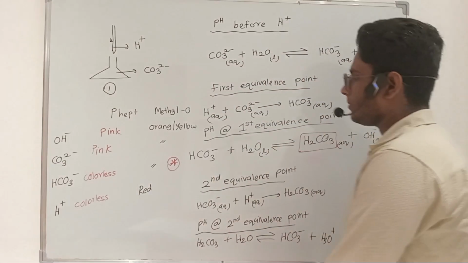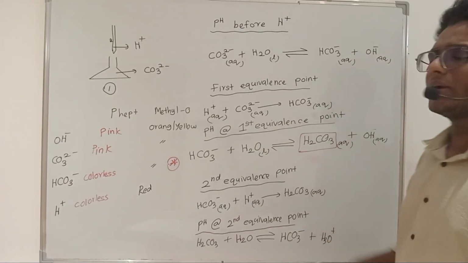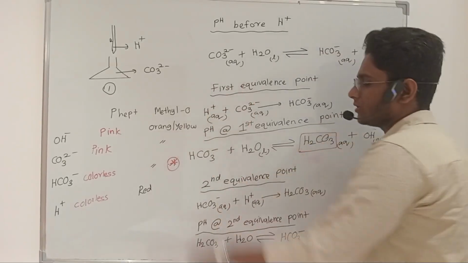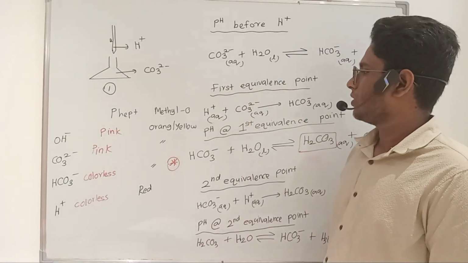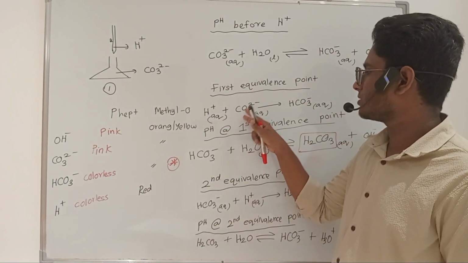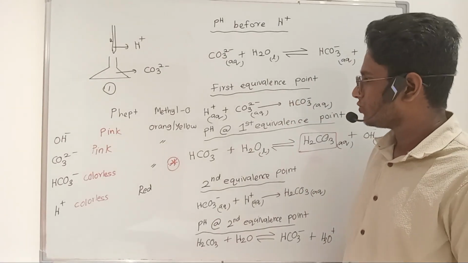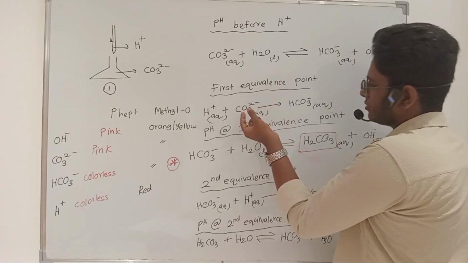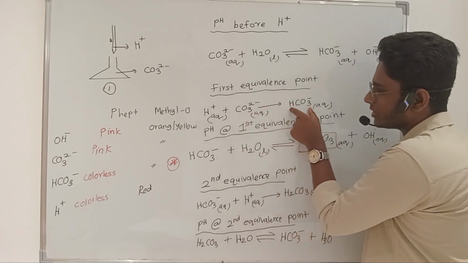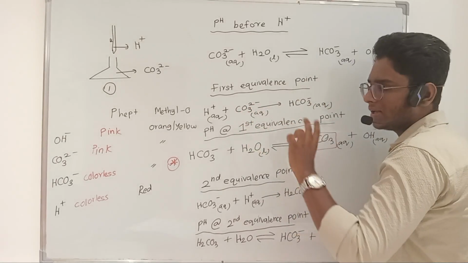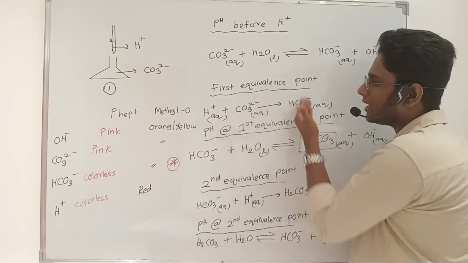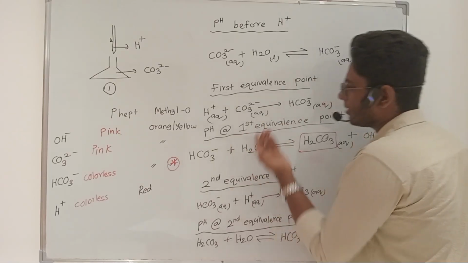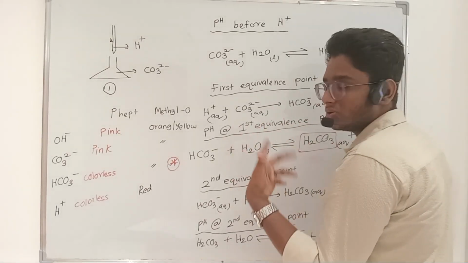Okay. Now, what is the suitable indicator that can be used for the first equivalence point? Look at this and tell me. Now, at the first equivalence point, what is happening? Carbonate is converting to bicarbonate, right? So you have to select an indicator which shows one color at carbonate, and when bicarbonate is formed, it must show another color. So it must show a color change, right?